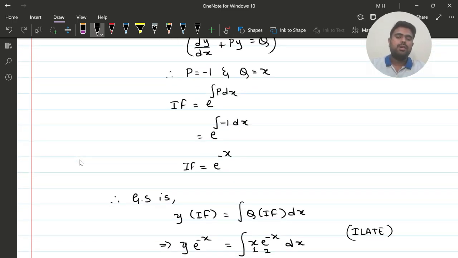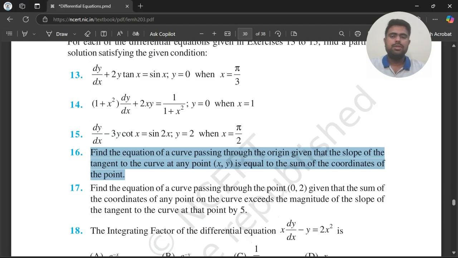Very important to note that you will get one question, definitely one question for 5 marks. So just make sure that you practice. We will also go through the NCERT textbook. I think we have got a few MCQs here.